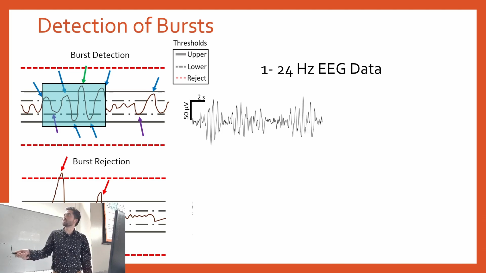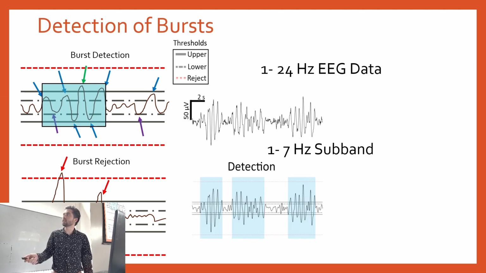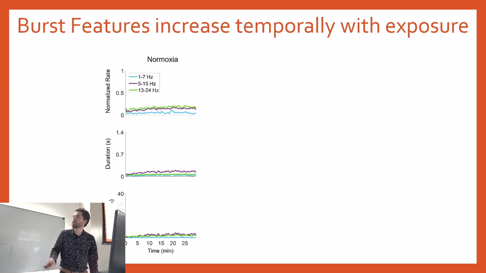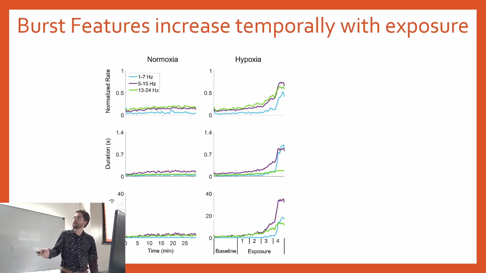So from this, we're able to take our 1 to 24 hertz EEG data and detect bursts in these 3 subbands, and then also reject things that look like artifacts and are not necessarily part of the hypoxic data. From this, we were able to see a sharp increase in our burst features of the rate, the duration, and the channels bursting in all of our subbands. You can see temporally there's a bit of a difference in the lowest subband in blue there. In the last exposure, a much sharper increase, where in the other 2, it's more of a gradual change.